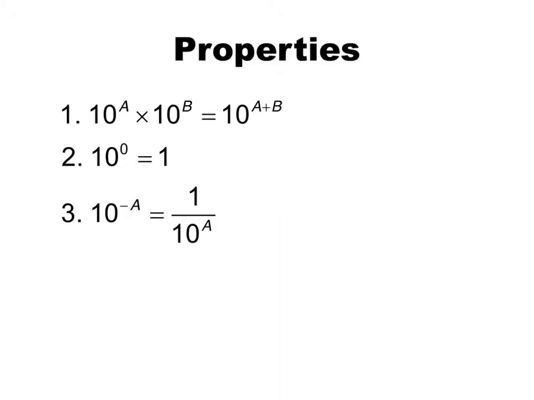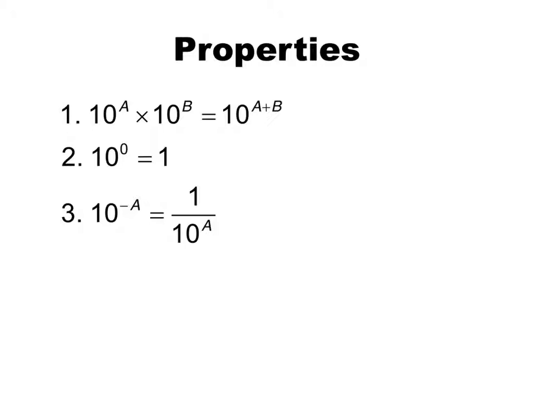Now let's talk about a couple of properties here. These properties are stated in terms of base 10. However, these properties apply to any base. But the most common base that we're going to use in this class is base 10. The first property says 10 to the a power times 10 to the b power equals 10 to the a plus b. So when we multiply like bases, we simply add the exponents. In the in-class activity, we're going to talk about why these properties are true. Right now we're just going to take them for granted.